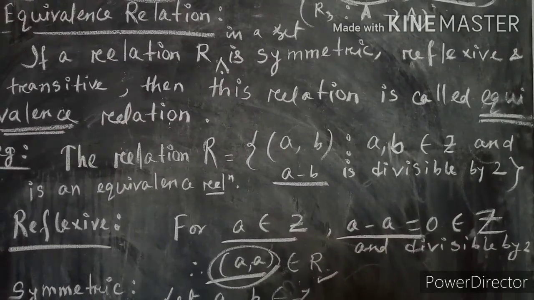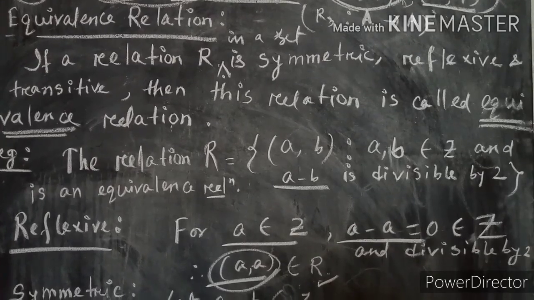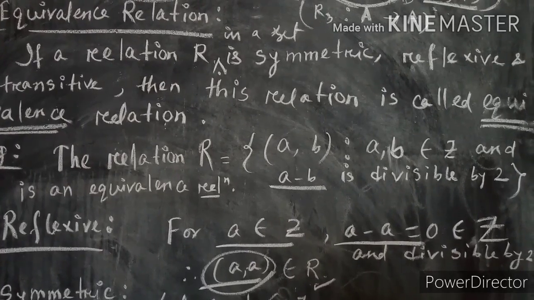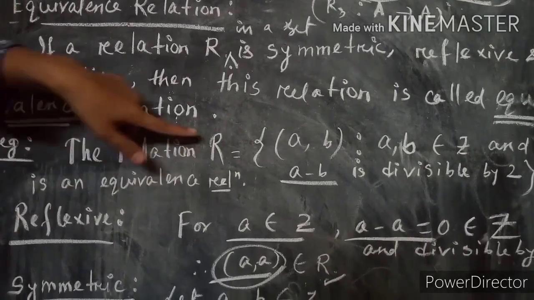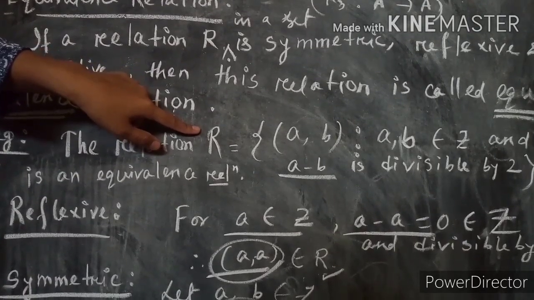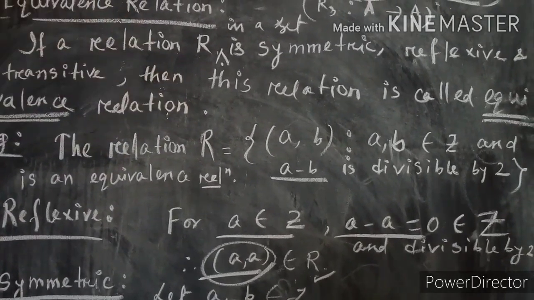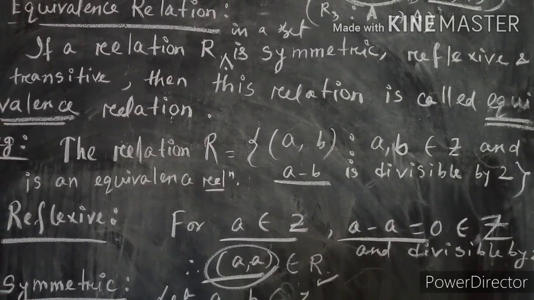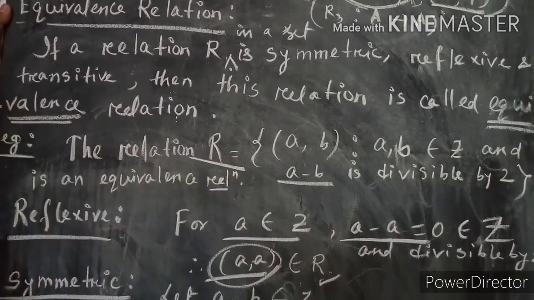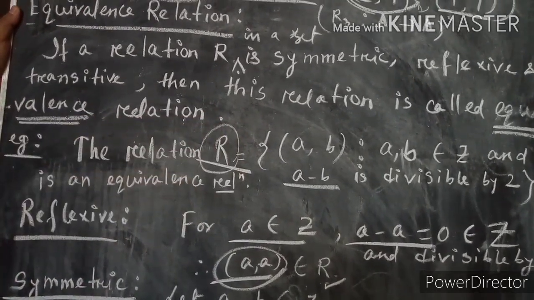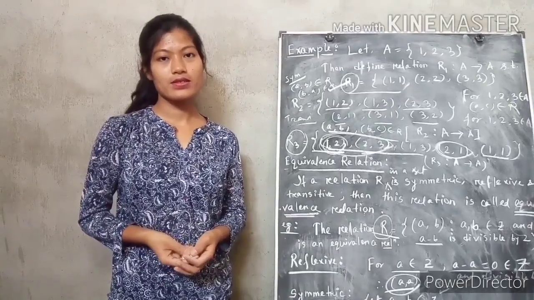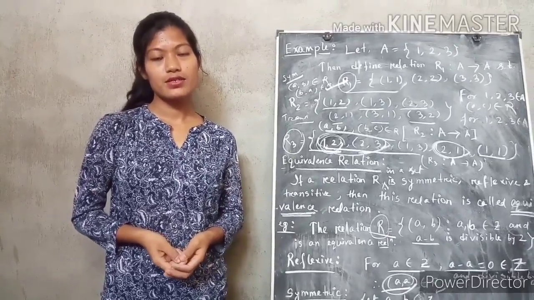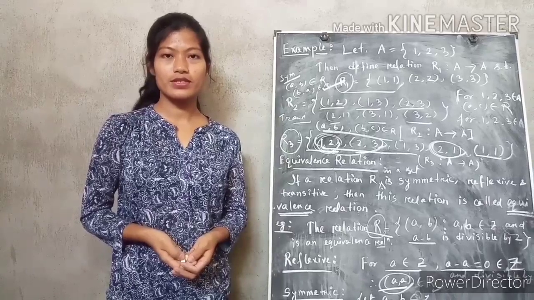Now let's come to the question, which is R = {(A, B) such that A and B belong to Z and A minus B is divisible by 2}. We have already proved that R is symmetric, R is reflexive and R is transitive. We know that a relation R which satisfies all these properties is called an equivalence relation. Hence, we have proved that R is an equivalence relation. So that's all about my class. What we have learned today: types of relation, empty relation, universal relation, reflexive, symmetric, transitive and equivalence relation.